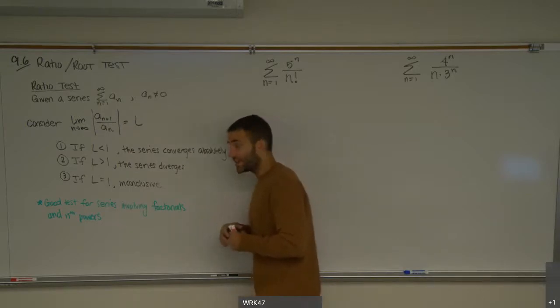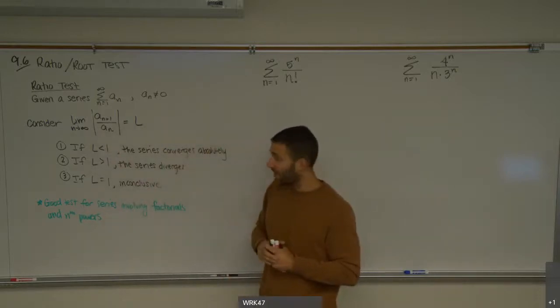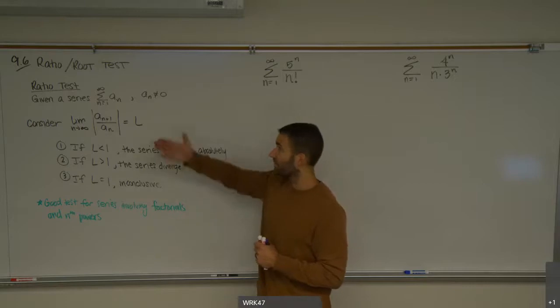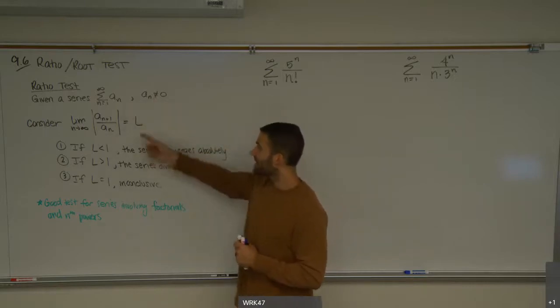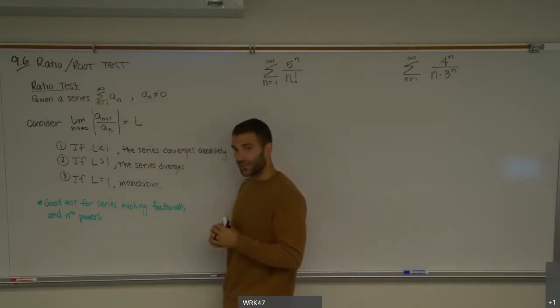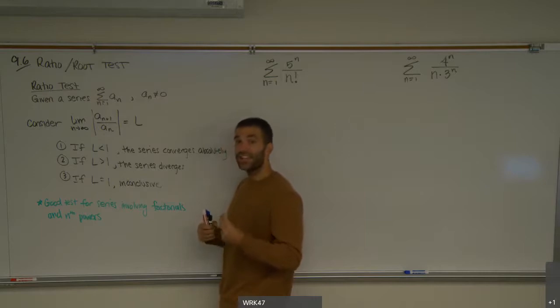It turns out that as long as L is less than 1, between 0 and 1, the series converges absolutely. So it tells you something about the series. If this limit is greater than 1, if you get an answer bigger than 1, then the series will diverge. The sum will blow up. However, there is one scenario that you do not want to get, and that is if L actually equals 1. If L equals 1, this test is inconclusive.